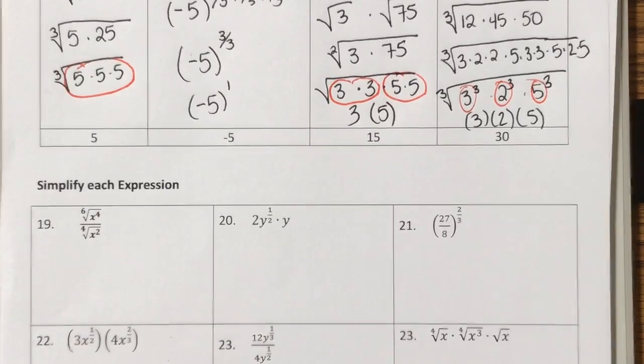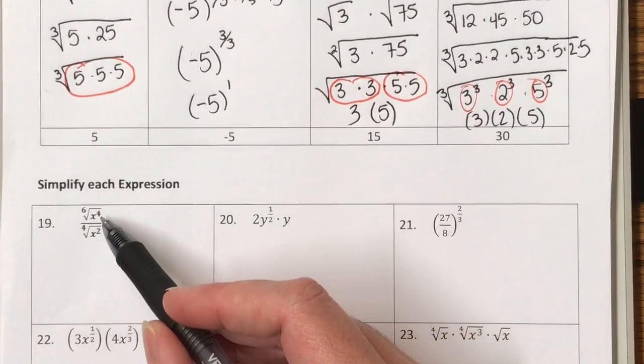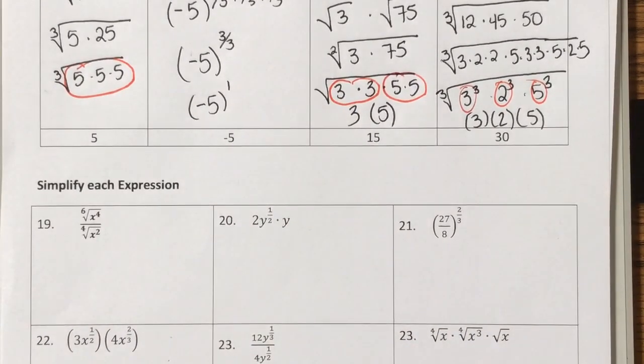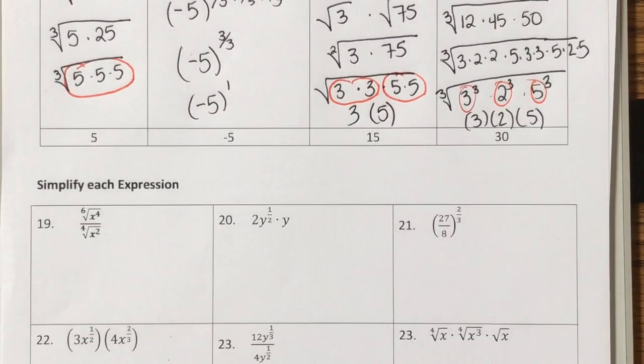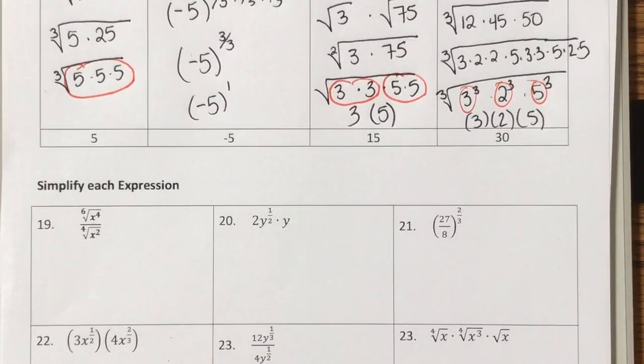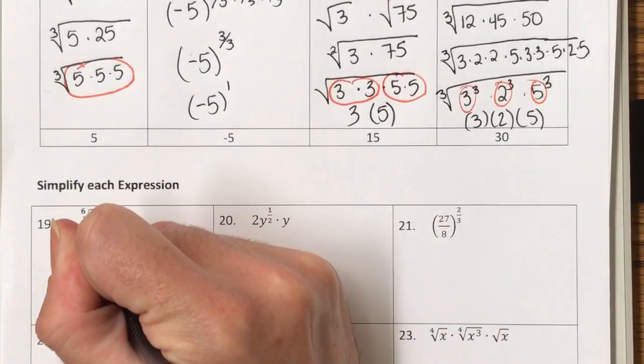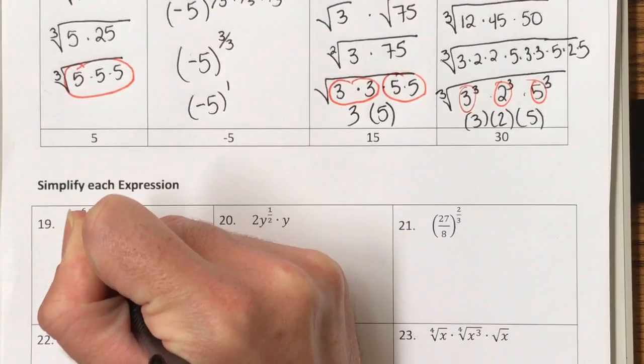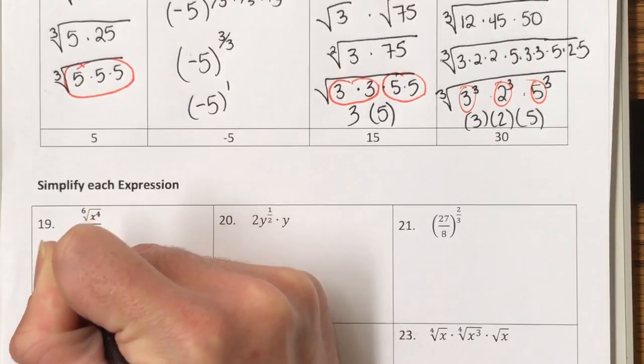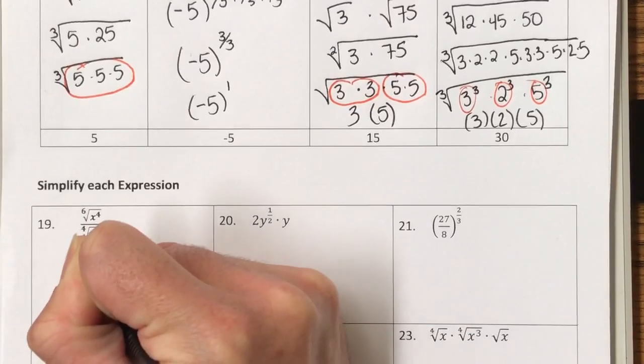So for number 19, if you look, I have different roots, but I have the same base. So for number 19, it's probably going to be easier to write it in exponential form. So x to the 4 over 6 over x to the 2 over 4.